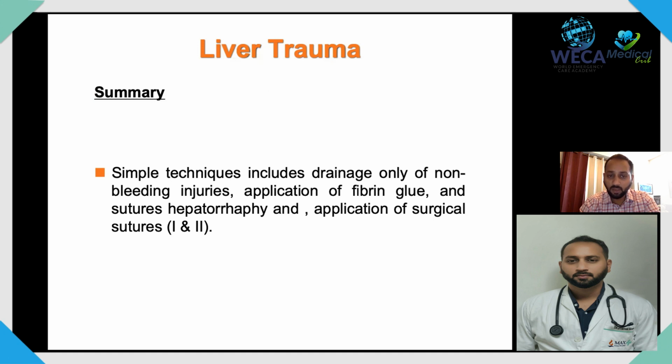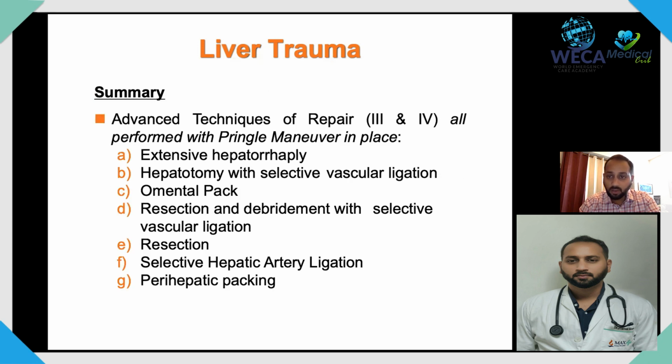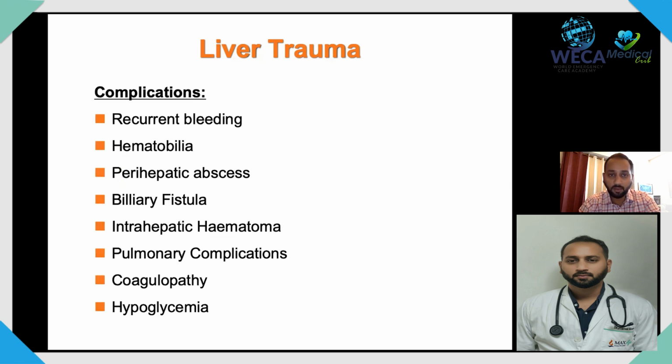That includes drainage of only non-bleeding injuries, application of fibrin glue. There can be sutures, hepatorrhaphy, or surgical sutures. That is for grade 1 and 2. Beyond that, grade 3 and 4 are all performed with the Pringle maneuver in place. These are some examples of the interventions done: extensive hepatorrhaphy, an ventral pack, or hepatotomy, or if needed, even resection or resectional debridement has to be done. Selective hepatic artery ligation can help us control the blood flow, and perihepatic packing can be done.